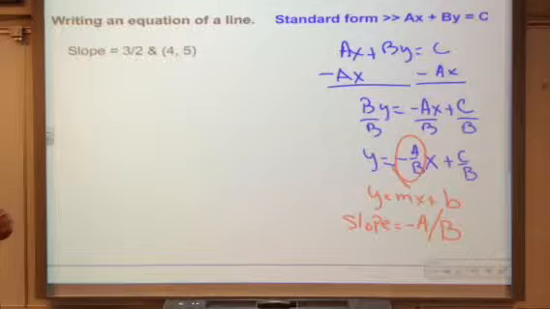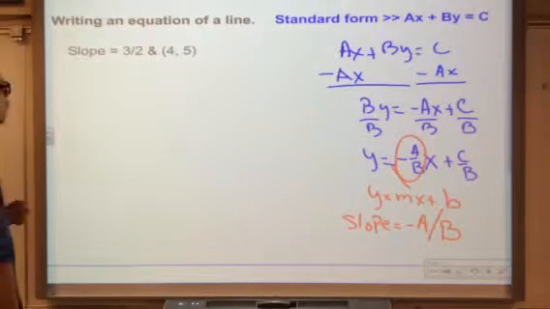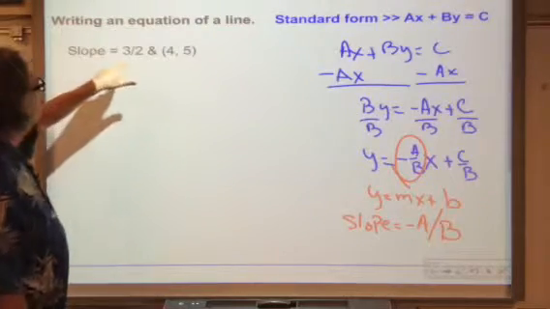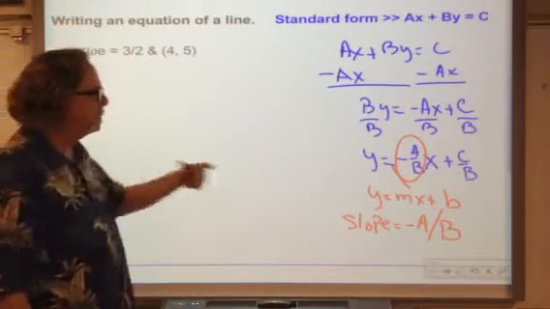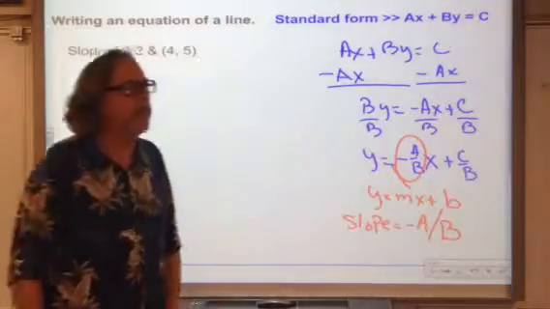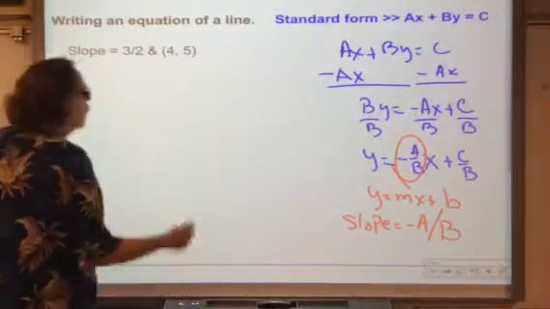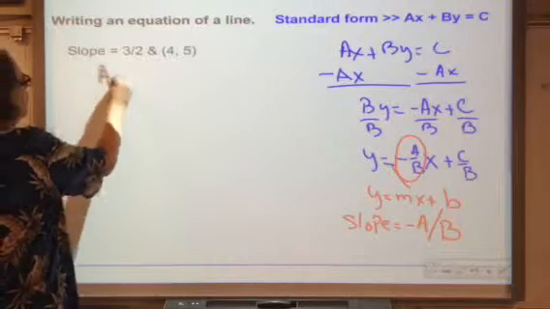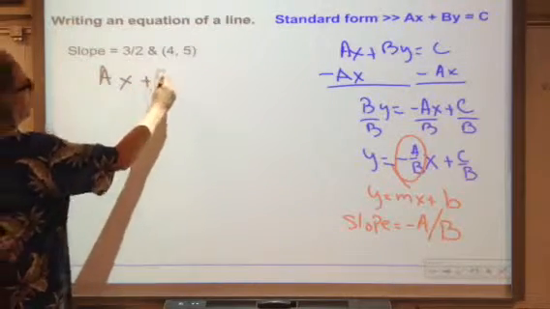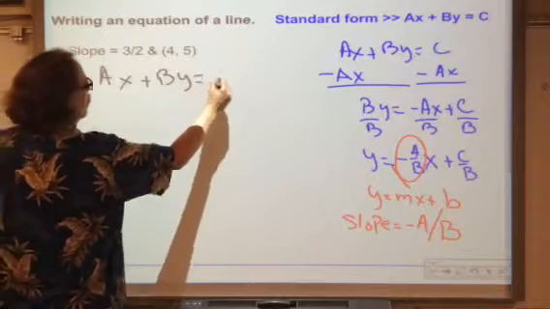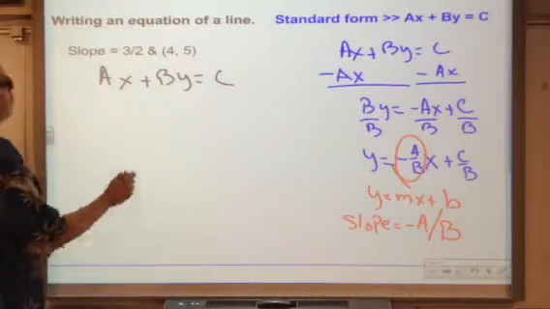It's a very simple little method. It's really easy. I think you're really going to like this. So if our slope is 3/2 in this case, I know that's the opposite of a over b, and that's the ax plus by over there, right? So let me write that again: ax plus by equals c. There it is in standard form.